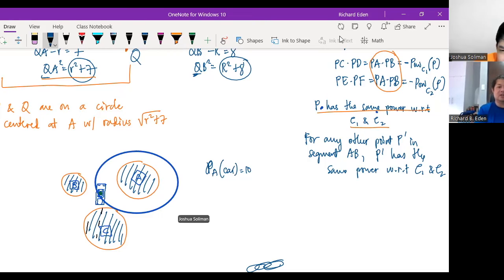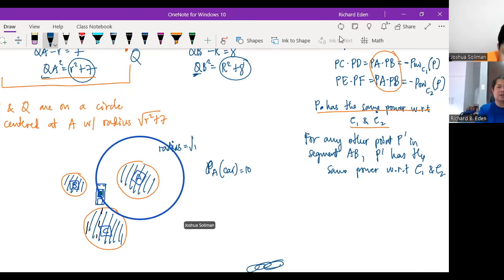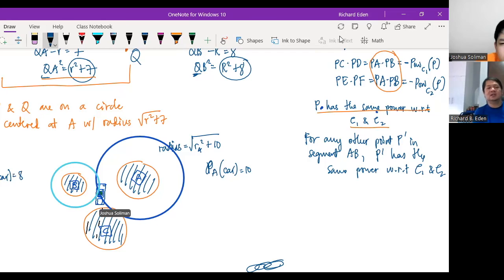Tapos ang radius ay square root of r sub a squared plus 10. Okay. And then let's say the power of the car with respect to circle B is equal to 8. All right.